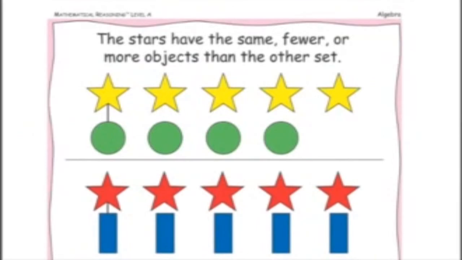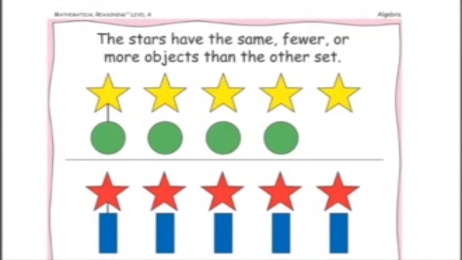You see that? So I will circle my dark brown hen, which I've done, and I'm going to write the word fewer. Fewer. F-E-W-E-R. Very good. Alright, now moving on to the last example for today's class. It says the stars have the same, fewer or more objects than the other set.